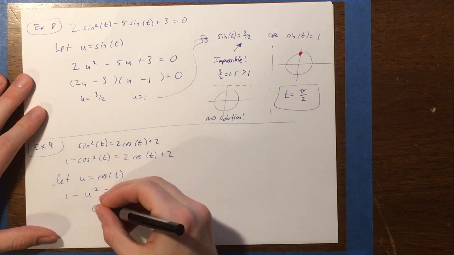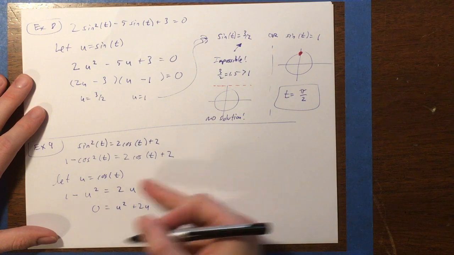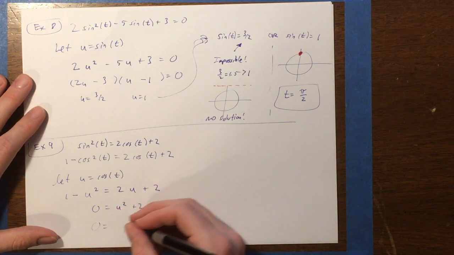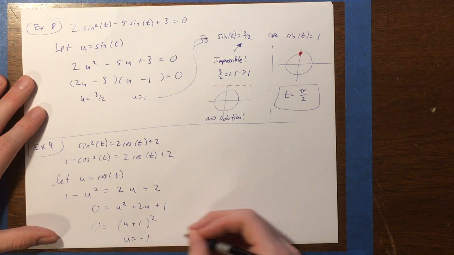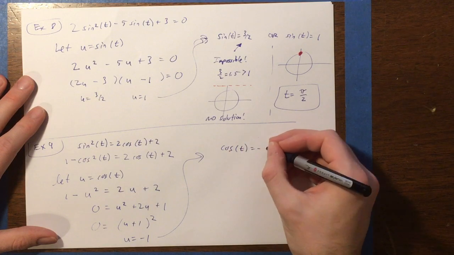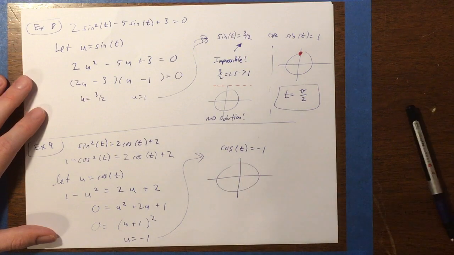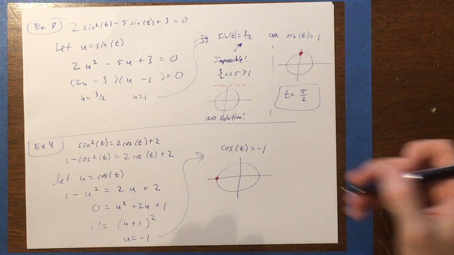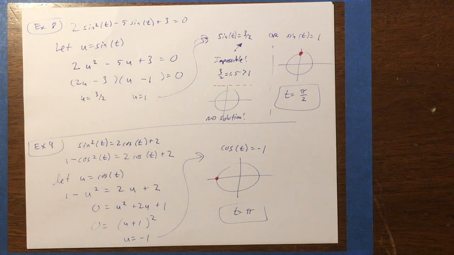Let's gather everything on the right-hand side. I'm going to add the u squared back over. I've got plus 2u, and then I had u. I'm going to subtract 1. So I had 2, I subtract 1, and I get plus 1. This is just 0 equals u plus 1 squared. So there's only one solution here, u equals -1. So if u is cosine of t, cosine of t equals -1 is what we have to solve. And that is going to occur when the x-coordinate is -1, which of course happens right over here. And so the solution to that is going to be t equals pi. And in the interval 0 to 2 pi, that's the only solution.